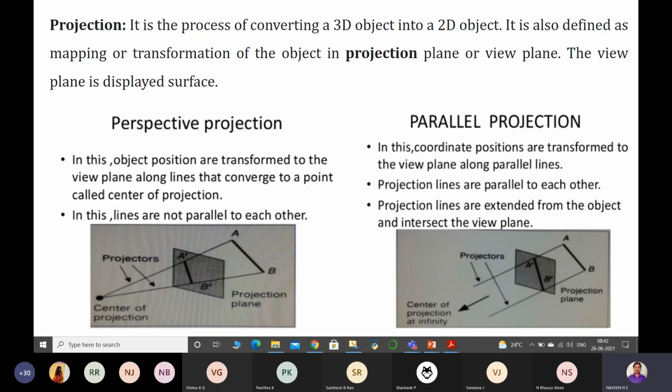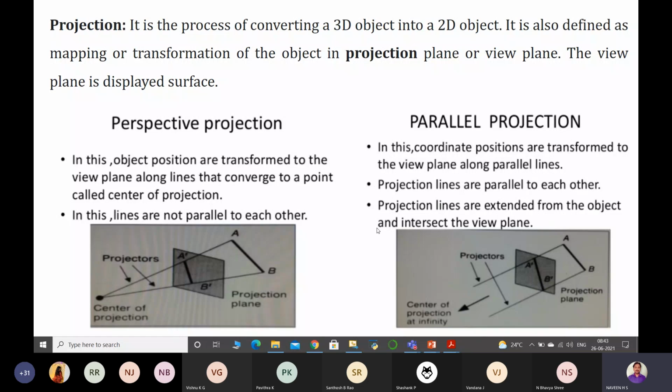Come to the parallel projection. In this case, what will happen? You see the same diagram, AB only, but there COP is infinity, meaning these lines are not at all meeting at any point throughout the process. These are the projectors. See, these projection lines are parallel to each other, so they will not meet at any point. That will be infinity. Understood?